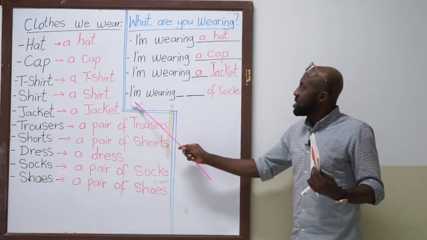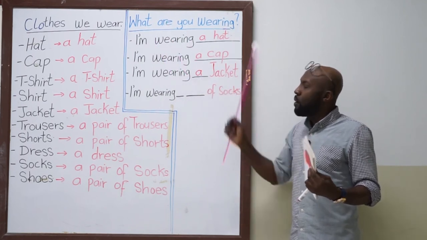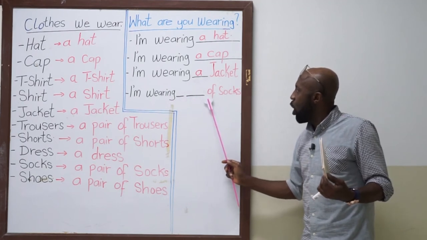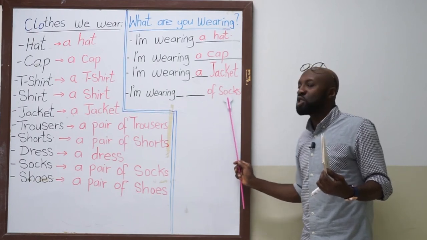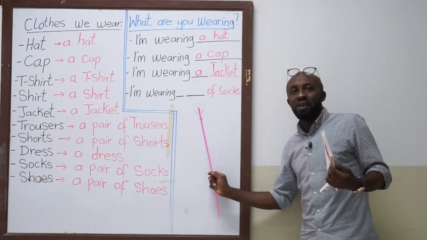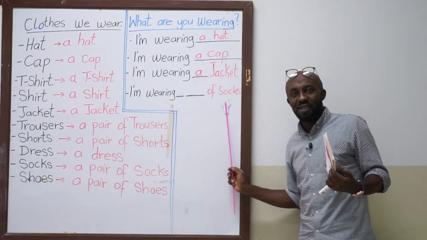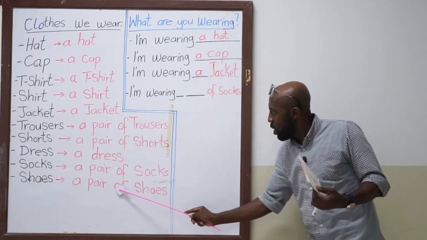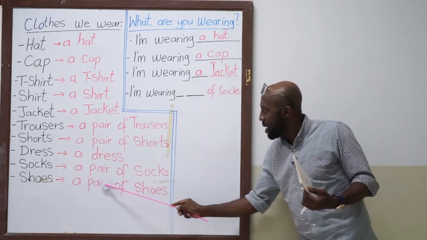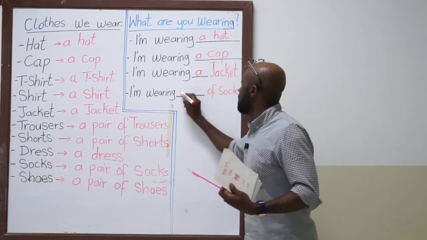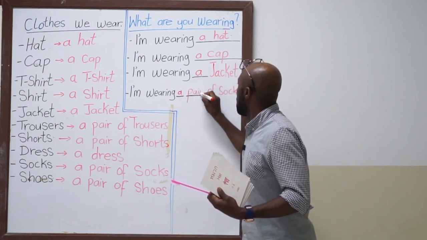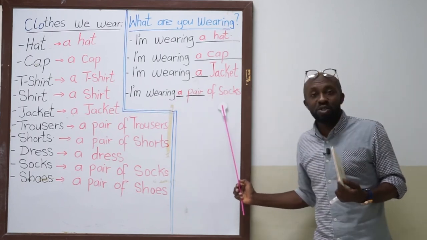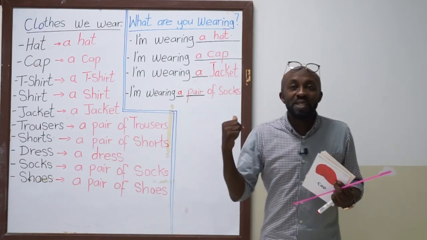Okay. Next question. What are you wearing? I'm wearing dash dash of socks. What are we going to fill in here to complete this sentence? Okay, of socks. Students, you go back to your vocabulary list. So, I'm wearing a pair of socks. Good. A pair. So, you write a pair. Okay. So you repeat after me. I'm wearing a pair of socks. Very good. Do you understand?